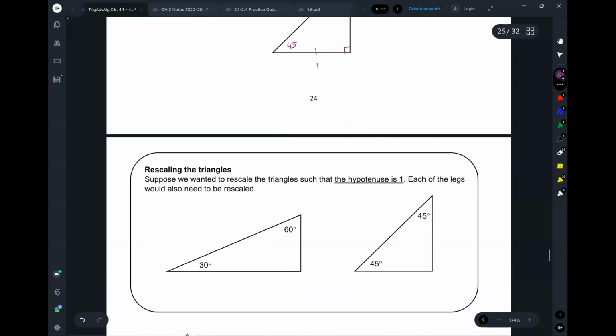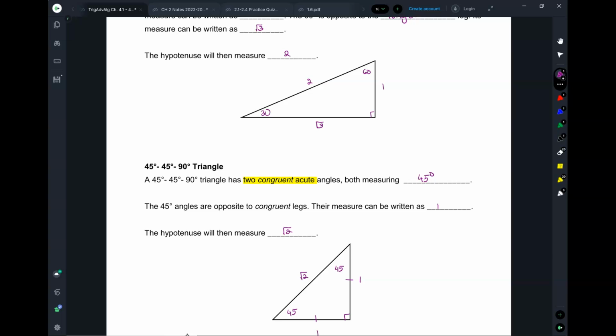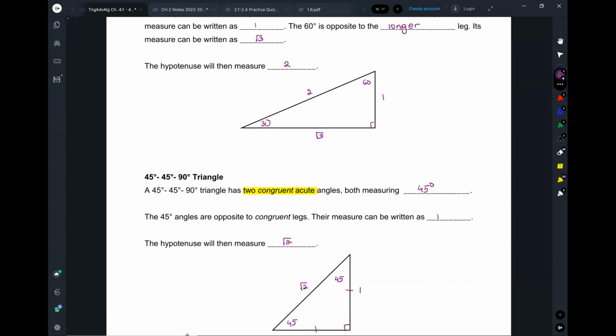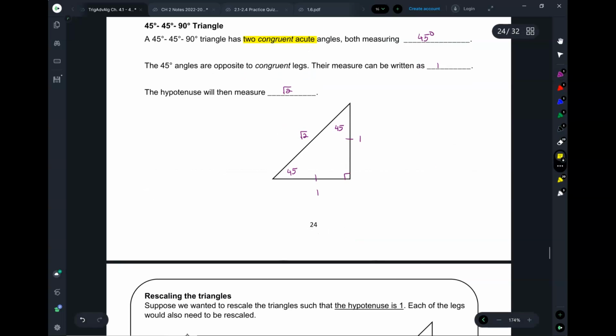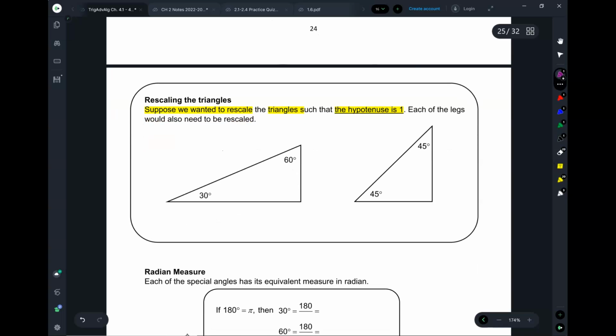But now, this is fine, like the triangle on top, the 30, 60, 90, has a hypotenuse of 2. Now, suppose we wanted to rescale the triangles, like on Photoshop. Suppose this is too big. You want to rescale it so that the hypotenuse is 1. When you do that, you have to do it proportionally, so whatever you do to one side, you have to do the same to the other side. What I had before is 1, √3, and 2.